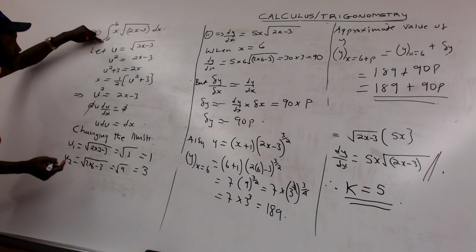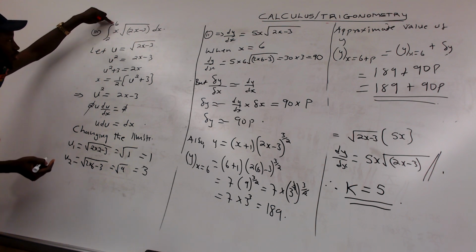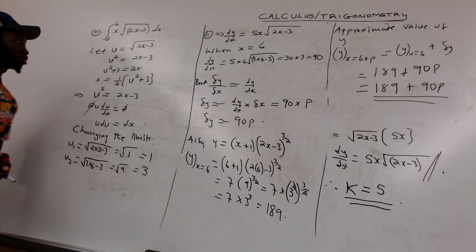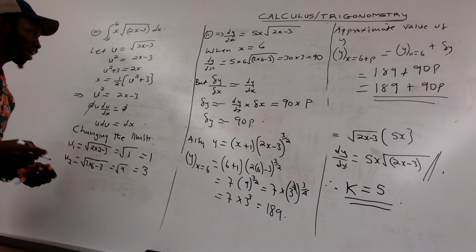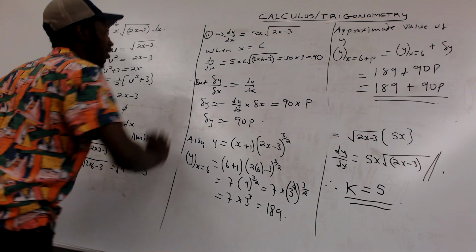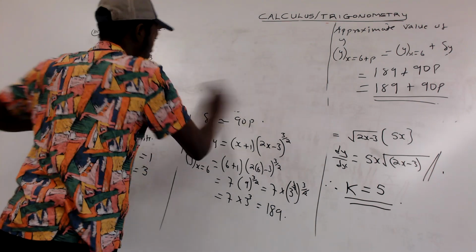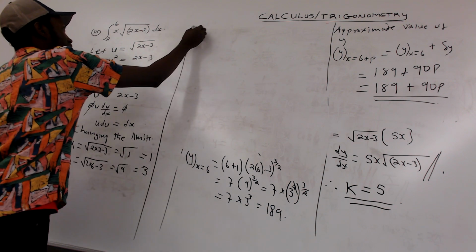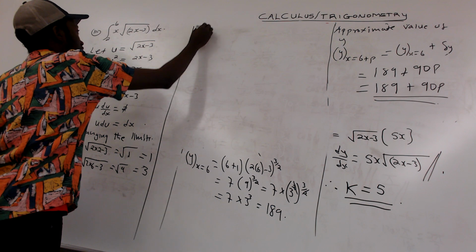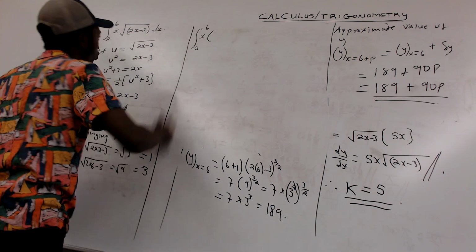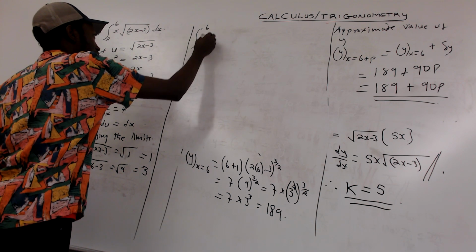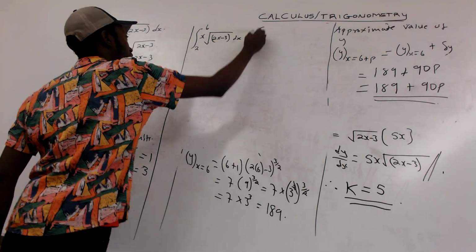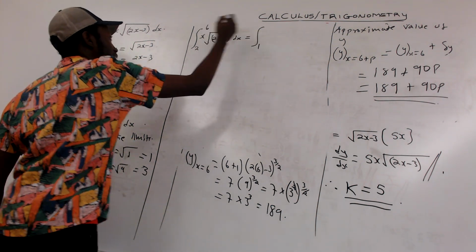So the lower limit for u is 1 when x is 2, and the upper limit for u is 3 when x is 6. So everything has been converted to u. So we can easily integrate this. Let's see what we are going to have. If we do this integral, which looks like 6x square root of 2x minus 3, the limits can as well be written as, this 2 has been converted to 1, this 6 has been converted to 3.